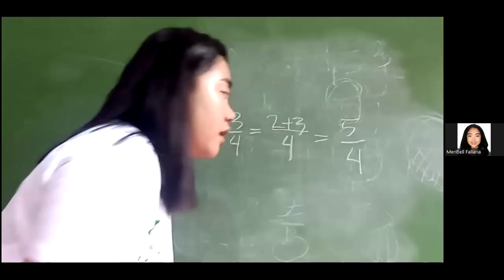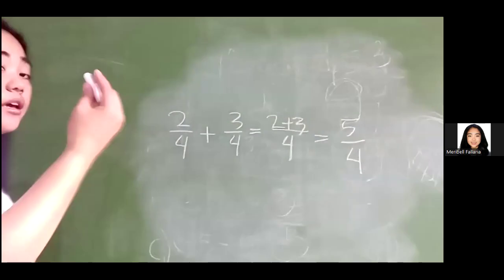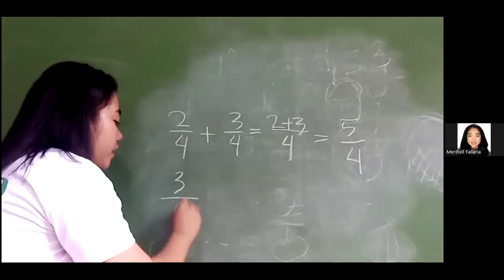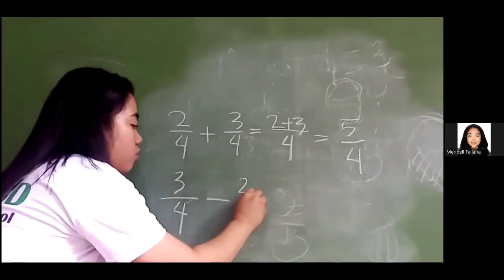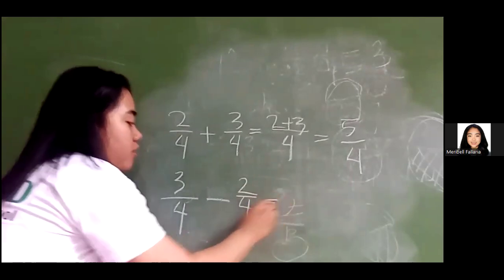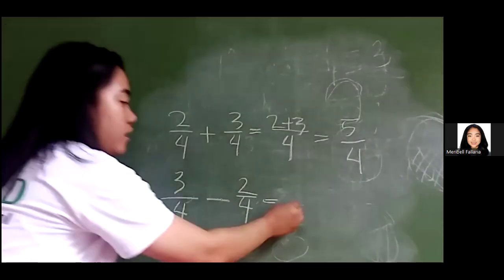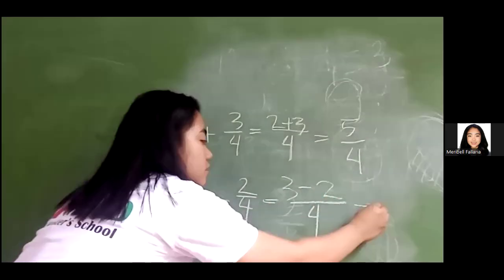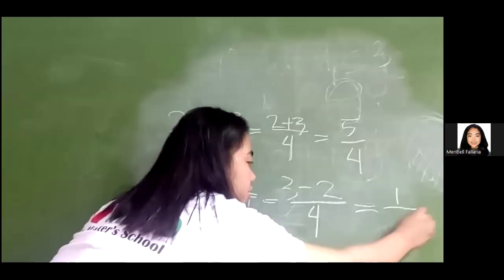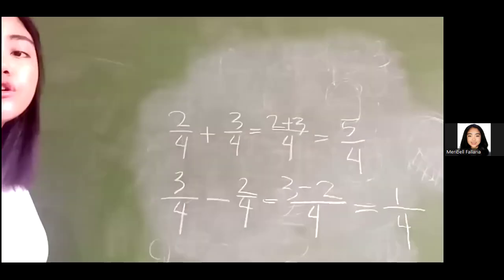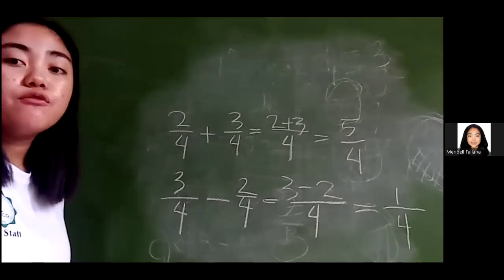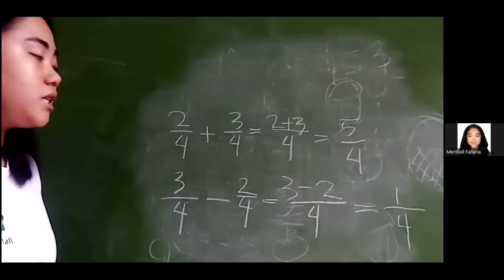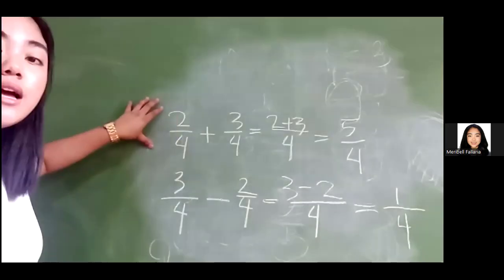And then in subtraction naman, if we have the same denominator, for example, we have 3/4 minus 2/4, and as you can see, we have the same denominator. Just copy the denominator and then subtract the numerators. 3 minus 2 is 1 over, copy the denominator, 4. So the final answer is 1/4. That's how the subtraction of fractions works. Ayan, the same lang siya with addition. Okay?